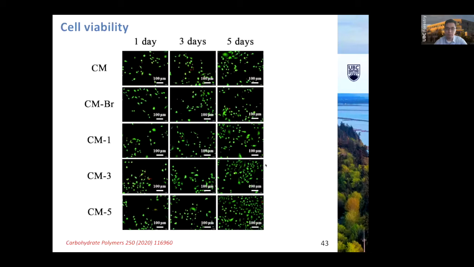So it also showed very good cell viability. By incubating the fibroblast cells in the extract, after 5 days they still see very high cell viability, which is the fluorescent dye in green color. There are a couple of dead cells in red color, but even the control has some dead cells.